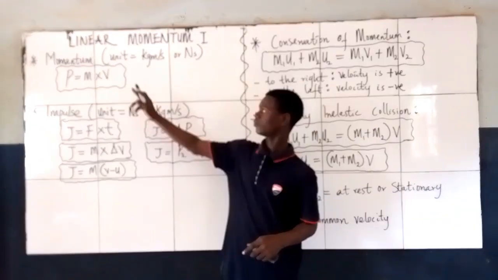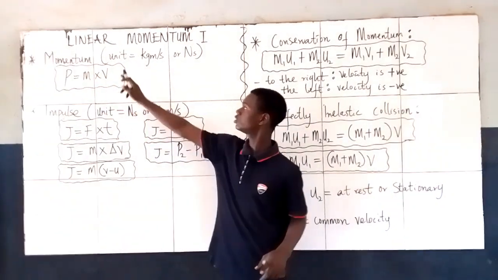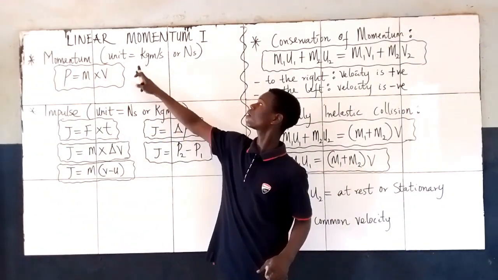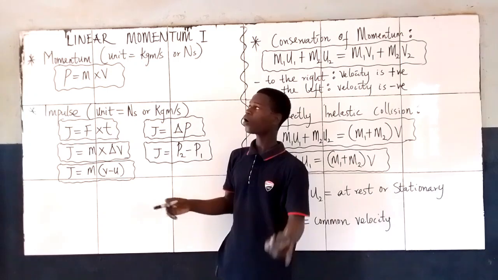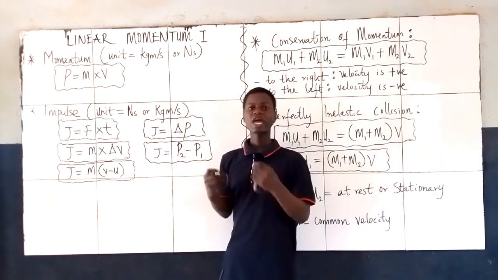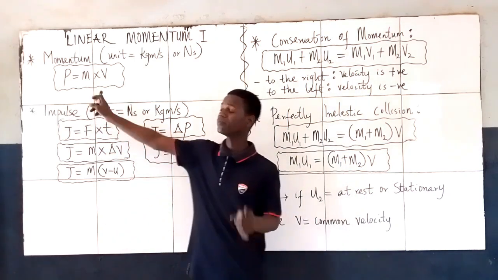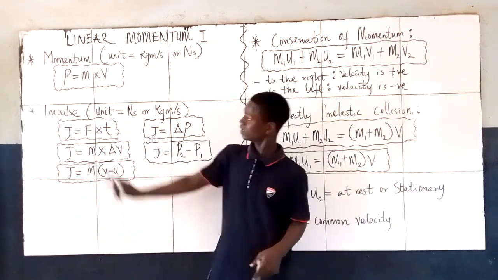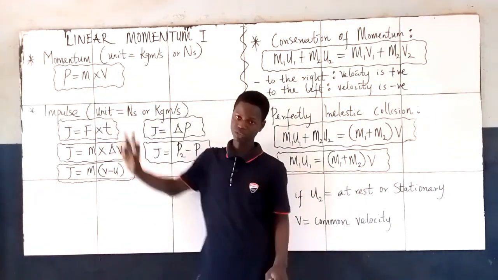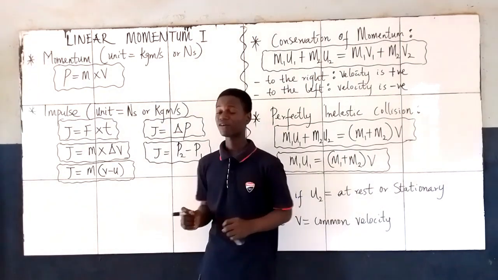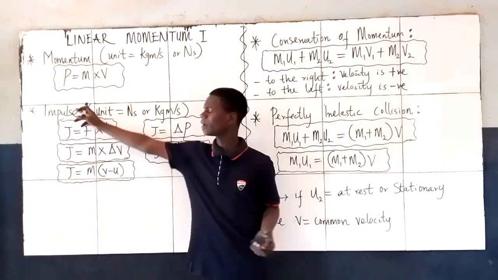First thing first, for momentum, the unit for momentum is kilogram meter per second or Newton second. Any of these units can be used with what? Momentum. And the main formula for momentum is mass times velocity. That is the main formula for what? Momentum. Now what about impulse?